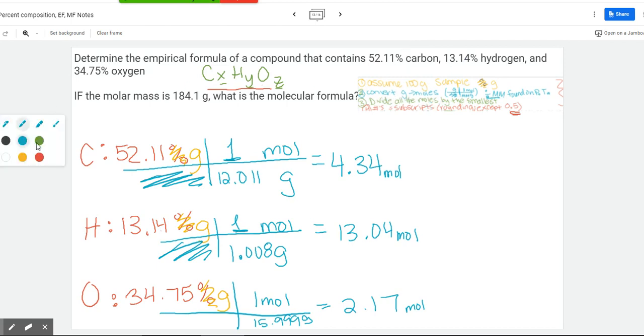So that next step, the green step, is we have to divide them all by the smallest value. So here we have the 2.17, that is for oxygen. So basically what we're doing is we are comparing everybody to oxygen because we have the least amount of oxygen in this compound. So we're going to get a 1 mole for him, right? So everything is going to be a ratio compared to oxygen. So we're going to divide all of these values by the smallest.